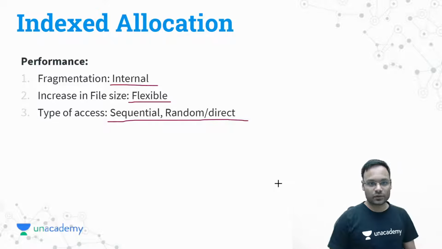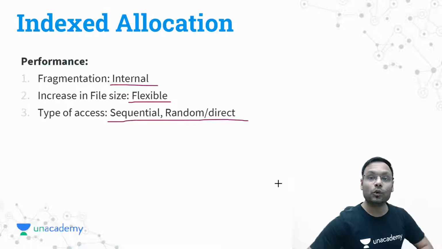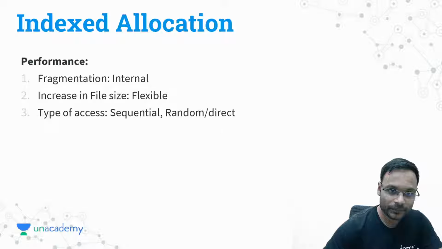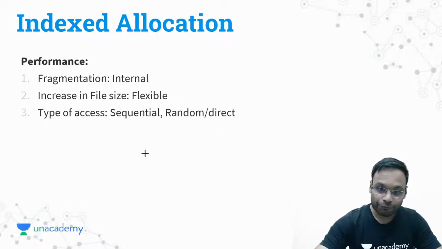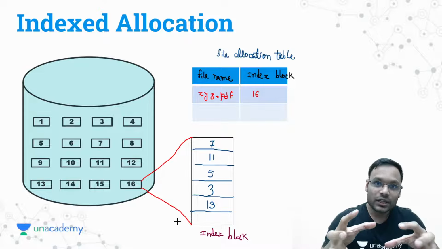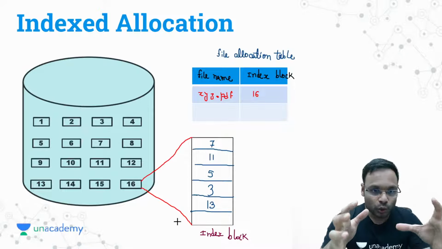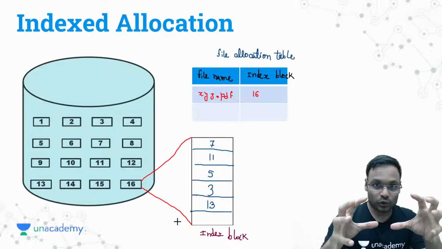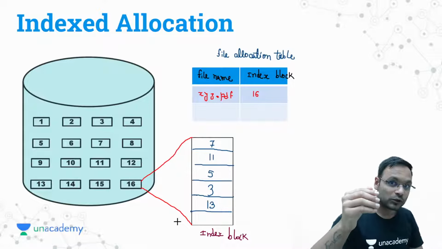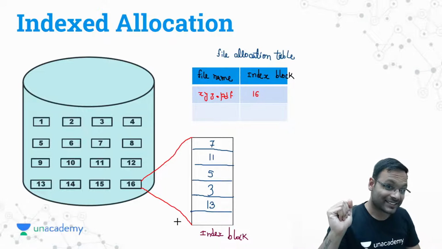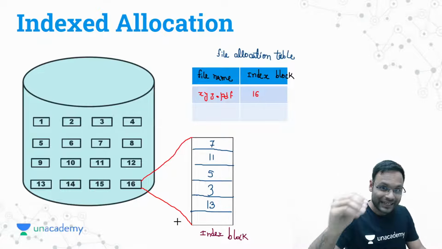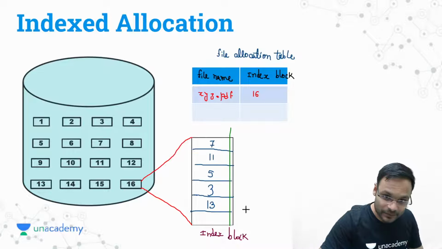Okay, plus sequential access also. But here we do have one particular specific thing. What is the specific thing? Let's say the file is so big that the number of blocks required will be so many. If so many blocks are required, so many entries will be required in this index.